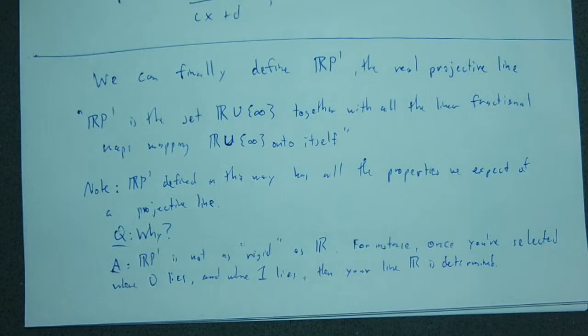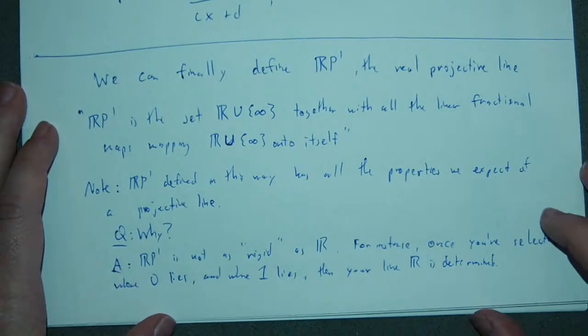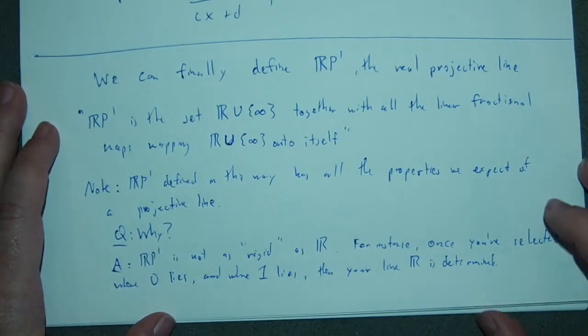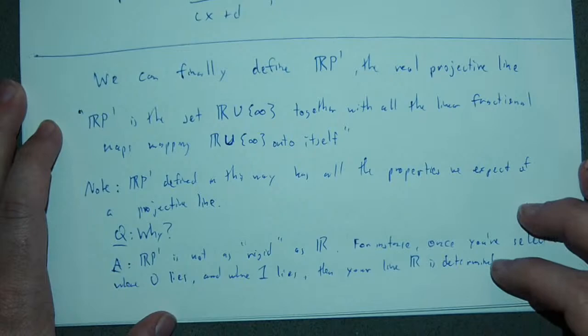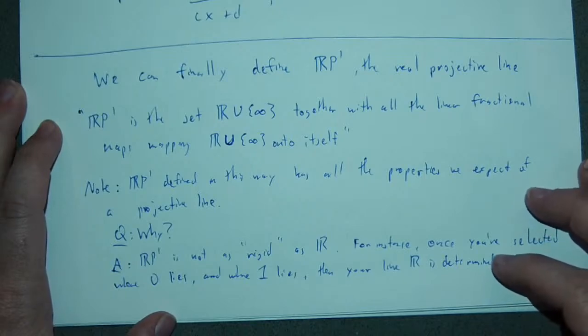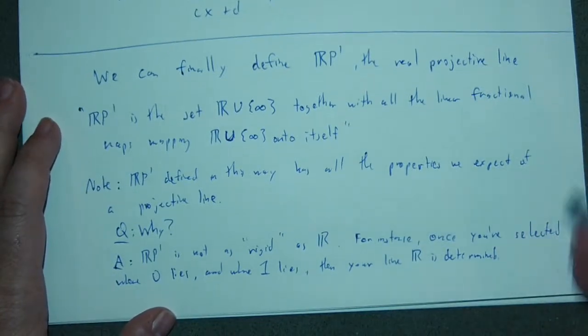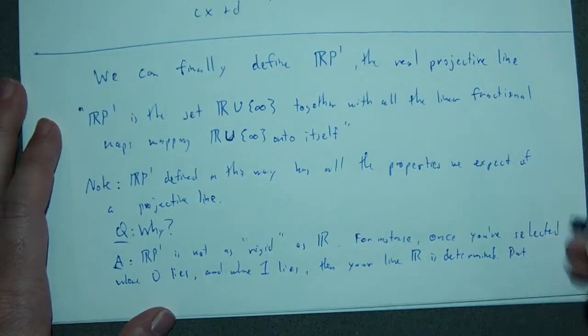What do I mean your line R is determined? That means every point on R is uniquely determined. I know exactly where it is once I know where 0 and 1 is, using my familiar multiplication and addition here. But this isn't true for RP1.